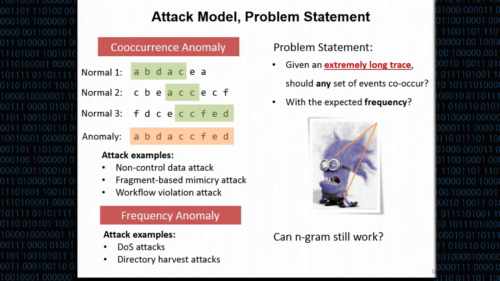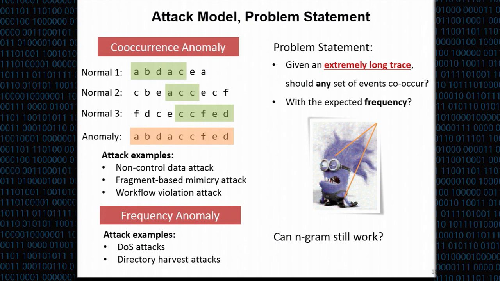Some of the attacker models we will talk about today, and the first one is the concurrency anomaly or montage anomaly. I gave you one example, the SSH example, where some pieces of the attack are normal, but when they are assembled together, they are anomalous. And then we also have the frequency anomaly, which characterizes anomalous frequency ratios between the pieces that assemble together. This could be a ratio between two pieces, or a relation between ratios of multiple pieces.